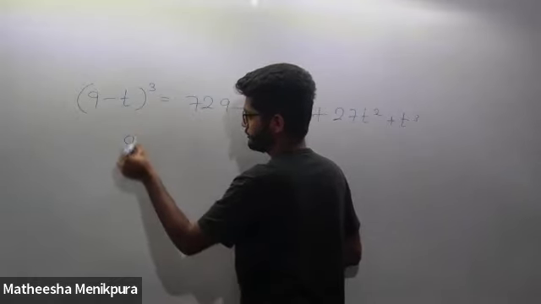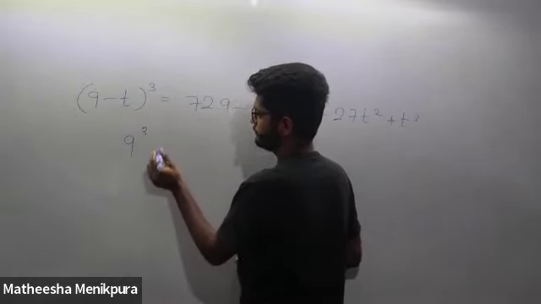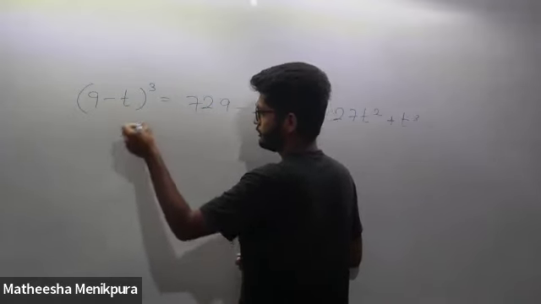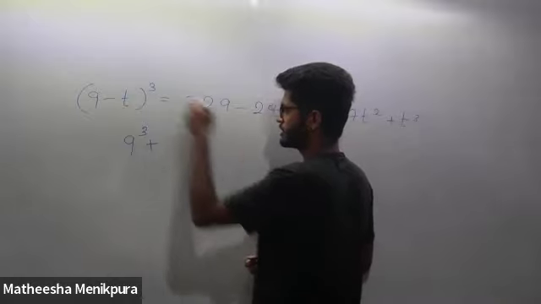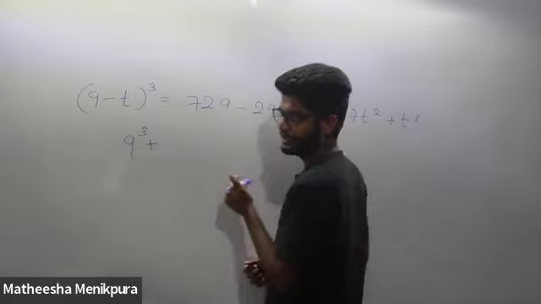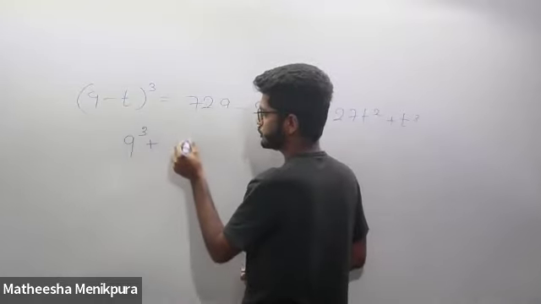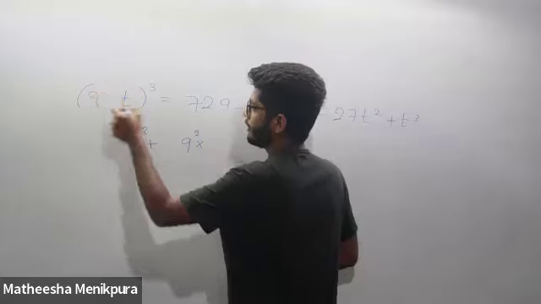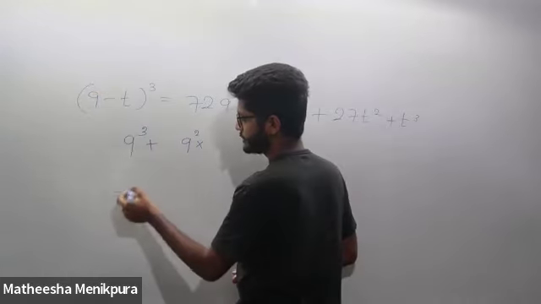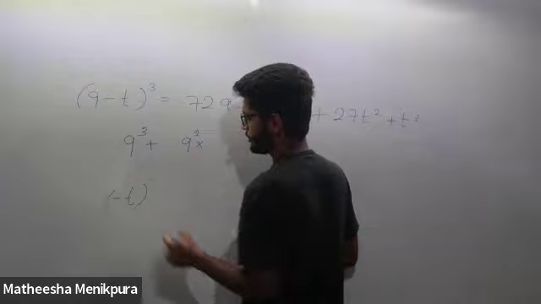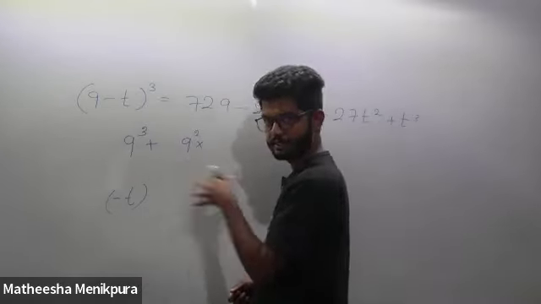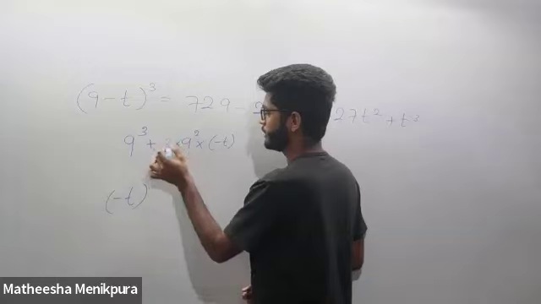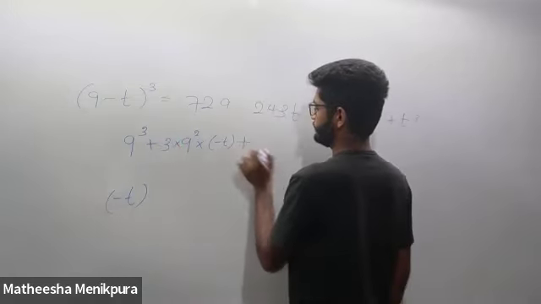Cube of the first term, 9 to the power 3, then plus first term's power should be reduced, second term's power should be increased. So here 9 to the power 3, here should be 9 to the power 2 multiplied by power 1 of the second term. Second term is minus t, therefore minus t to the power 1. Minus t to the power 1 means that is minus t. Multiply this one by 3. Okay, plus.